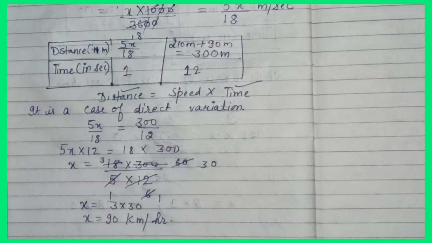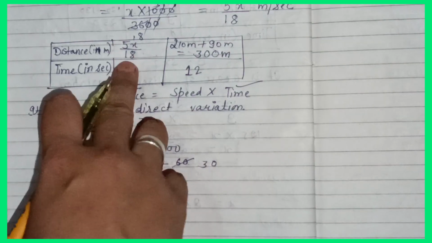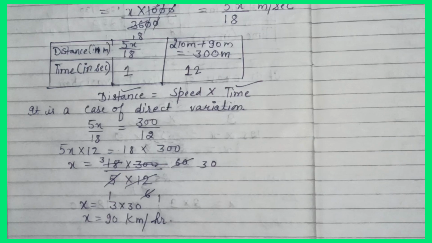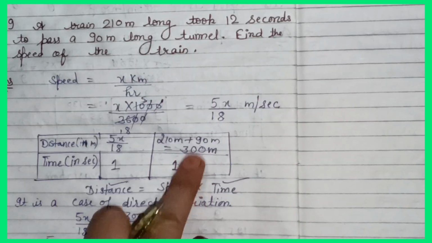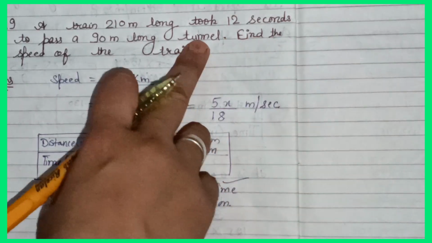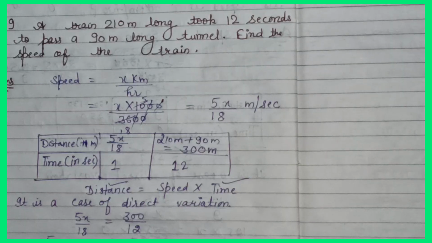So this is the speed of the train. We have found the value of x. In this question we are asked to find the speed of the train, so the speed of the train is 90 kilometer per hour. The important point here is that in this question the tunnel is given, so we add the 90 meter length of the tunnel to the length of the train. That is how we calculate the distance of the train.